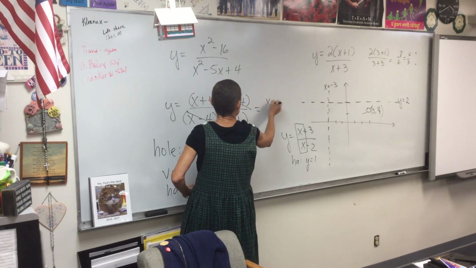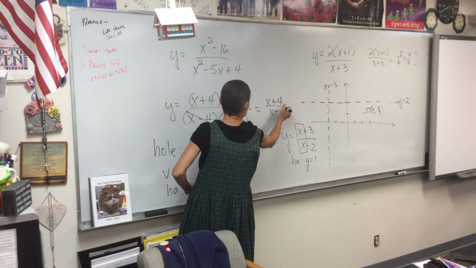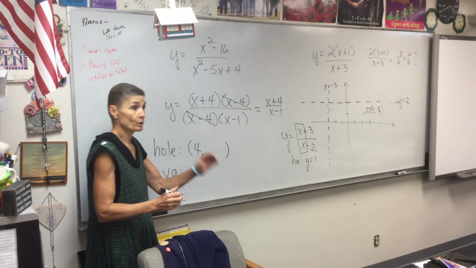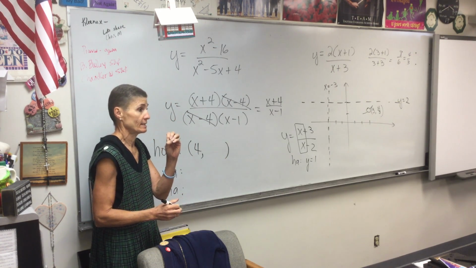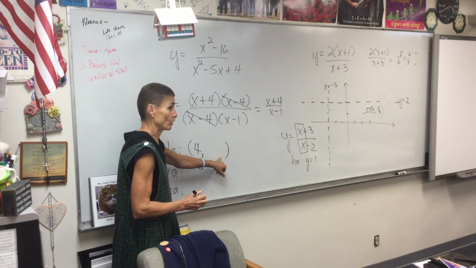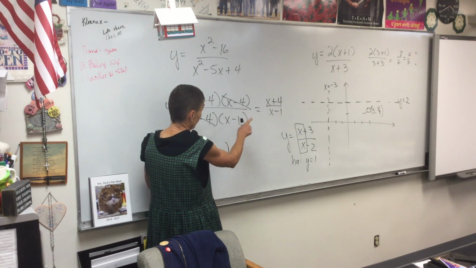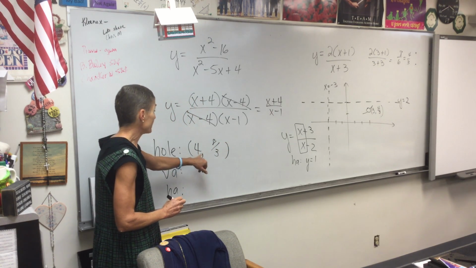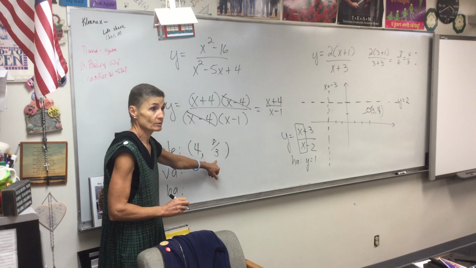My new problem is just x plus 4 over x minus 1. How do I get the y coordinate? Remember, the hole is a point. How am I going to get the y coordinate? I just plug in 4, so I get 8/3. So my hole will be at 4, 8/3.